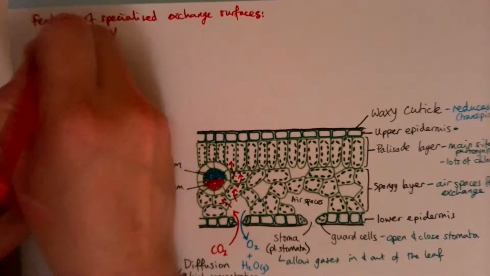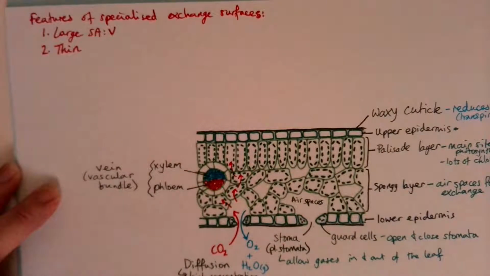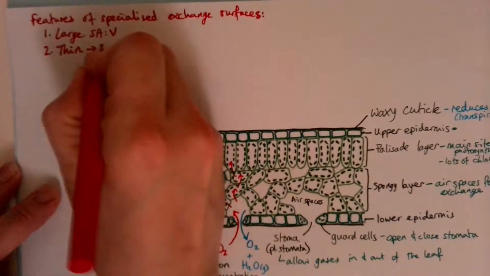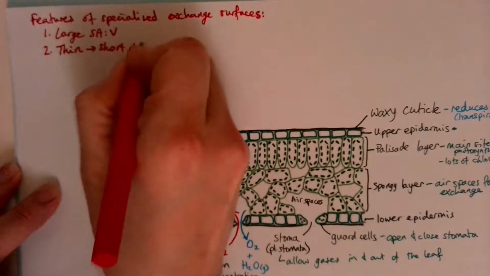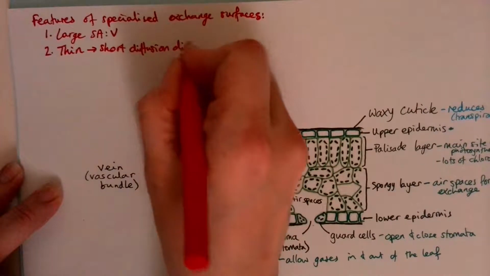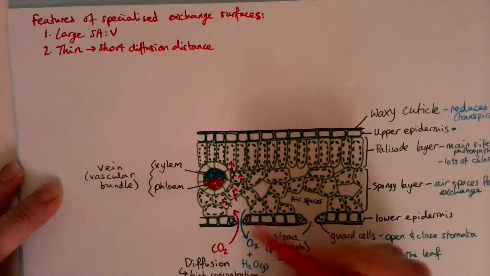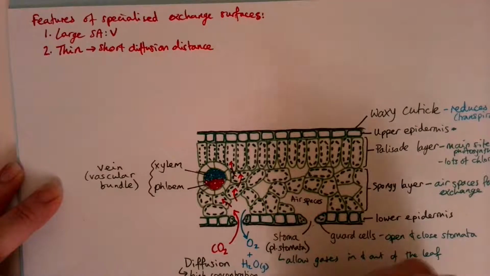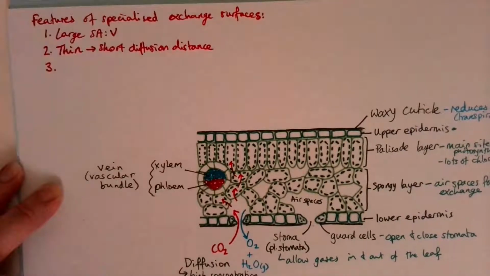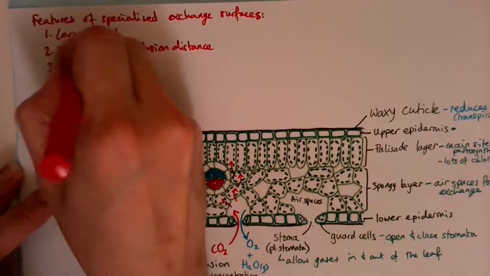They also are thin. So being thin provides a short diffusion distance. So if whatever you're exchanging has less far to travel to get into the cells, then it's going to be more efficient, quicker essentially. Number 3, all exchange surfaces have to be moist.